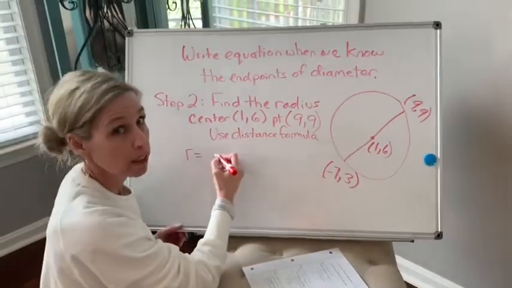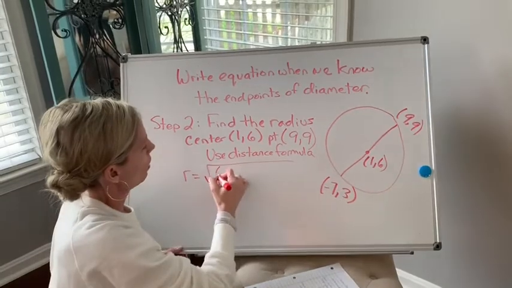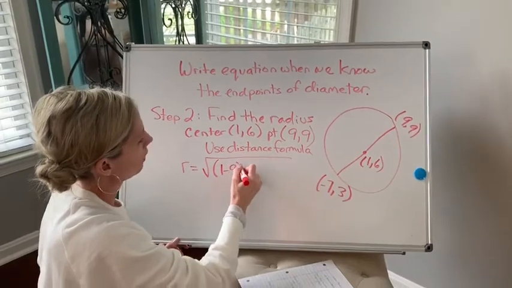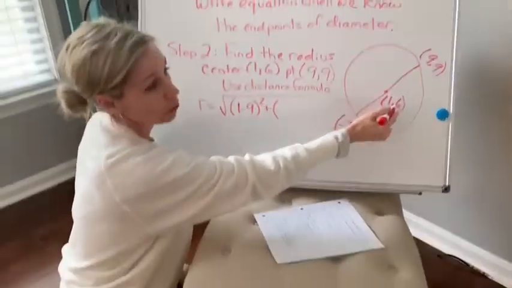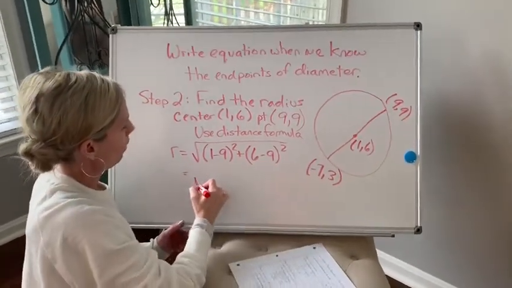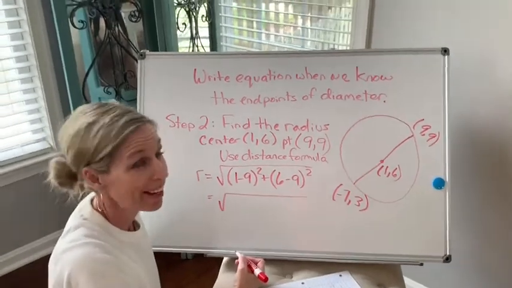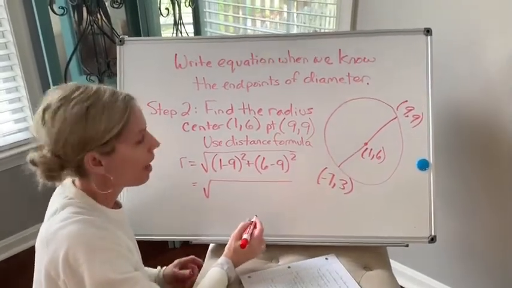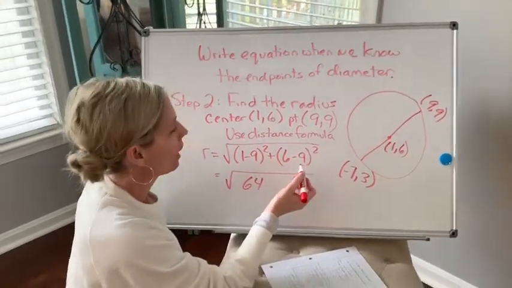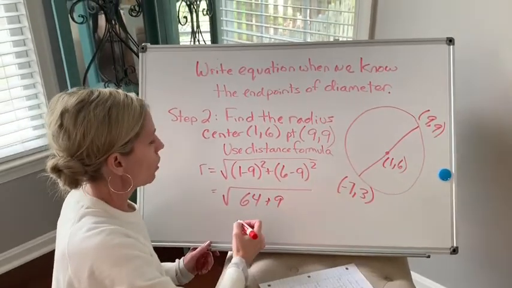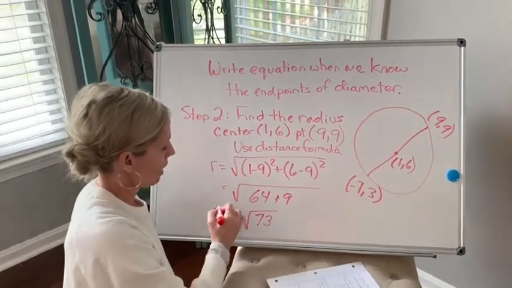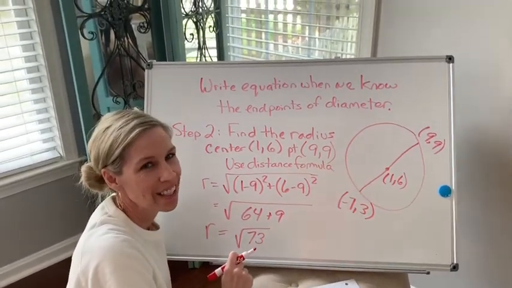Using the distance formula, this is going to be a review from yesterday. We are going to take our points and say 1 minus 9 squared plus, and now I do my y values, 6 minus 9 squared. At this point, I just need to keep simplifying. So I have 1 minus 9 would be -8, and that squared would be 64. And then 6 minus 9 would be -3, and if I square that, that is 9. So my end result here is the square root of 73. So now we know the radius, and it's the square root of 73.